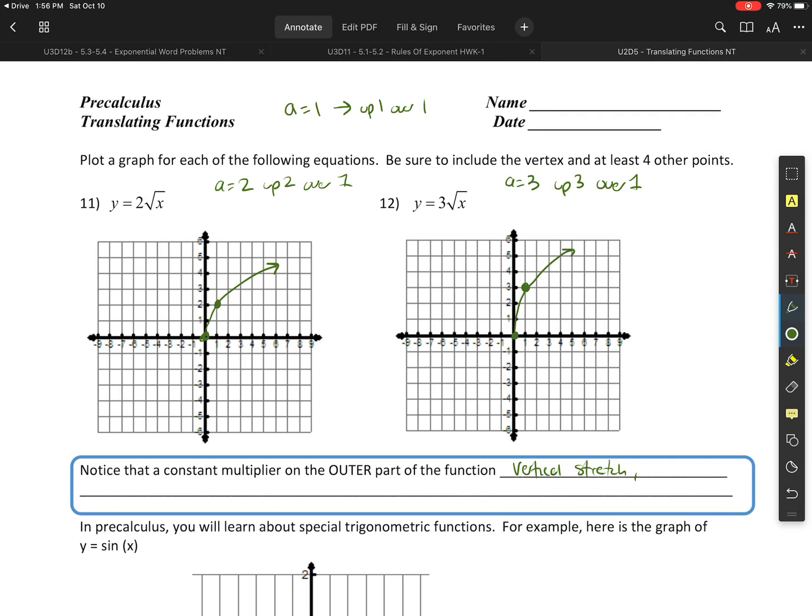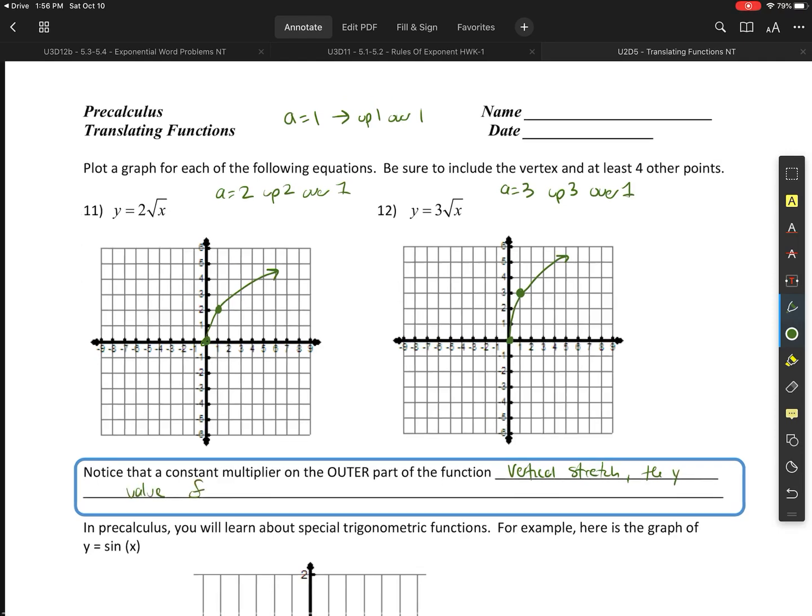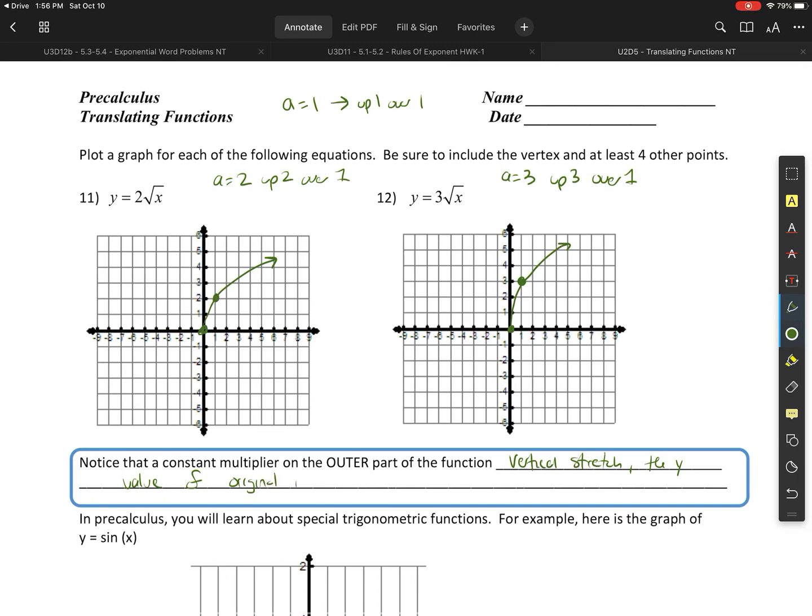In the point situation, the y value of the original radical x gets multiplied by the A value. And with all of these, I want you to understand, like the left, right, up, down, stretch, flips, in the end, they're just finding points. Worst case scenario, we plug in for x, get y. We plug in for x, we get y.